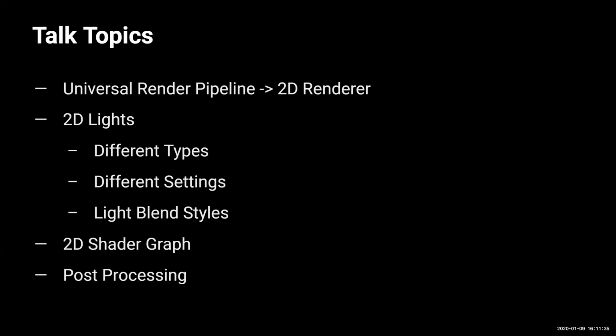And with the 2D renderer comes a set of different things. So one thing I'm going to look at is 2D lights, and there's different types of lights, different settings, and we also have this light blend style system, which I'm going to have a look at as well, which allows you to set up some interesting light influences to your sprites and art assets.